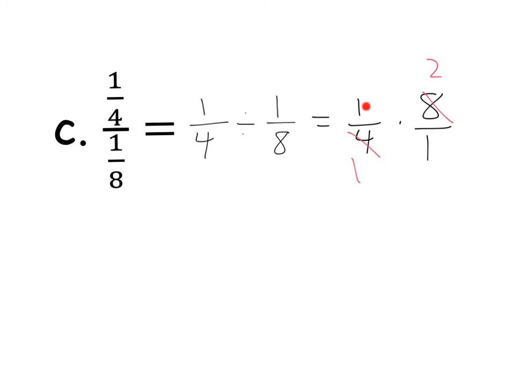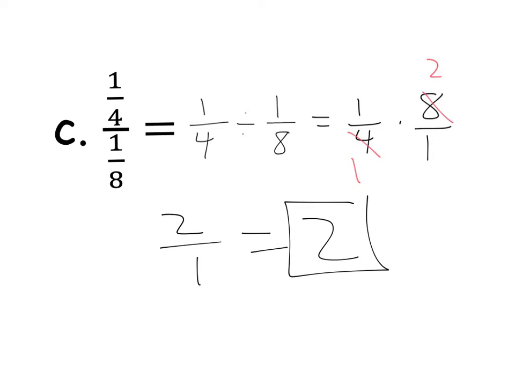I don't need all these 1s here, right? 1 times 2 is 2. 1 times 1 is 1. 2 divided by 1 is 2. So the answer is just 2.